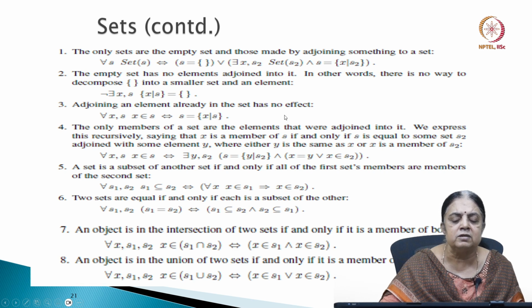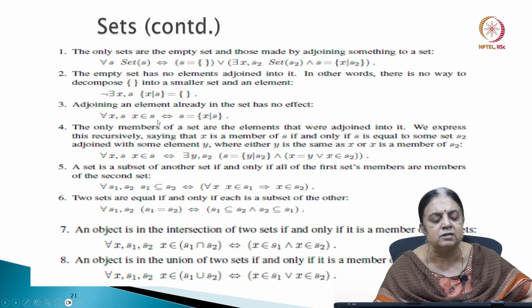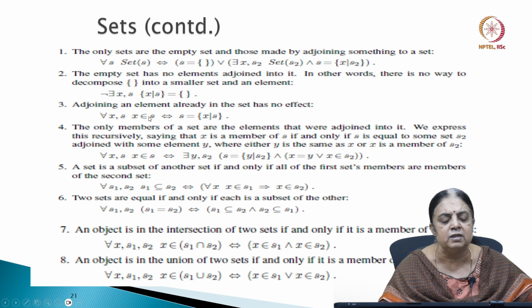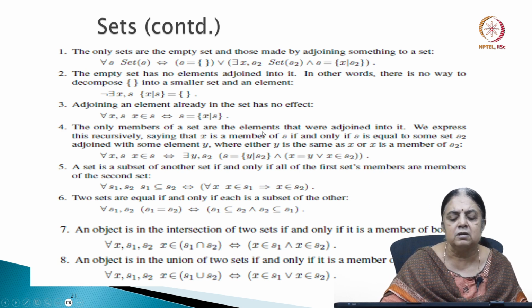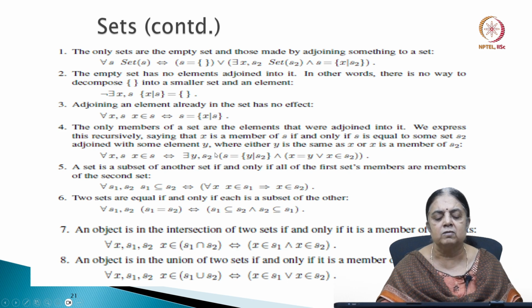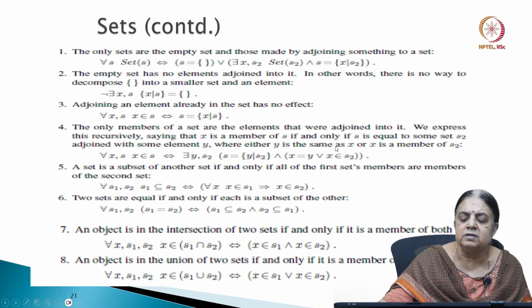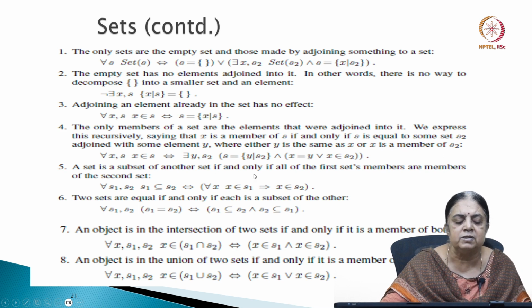Adjoining an element already in the set has no effect. So you are adjoining X to S, but it's the same as the S which you had earlier. If X is already there in S, then S is the same as X adjoined to S. The only members of a set are the elements that are adjoined into it, right? We express this recursively, saying that X is a member of S if and only if S is equal to some set S2 adjoined with some element Y, where either Y is the same as X or X is a member of S2.